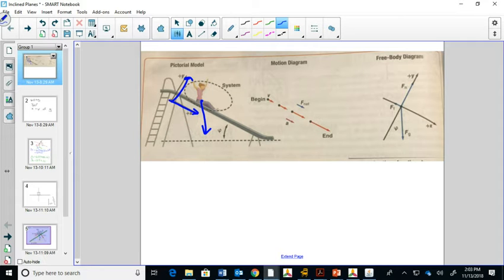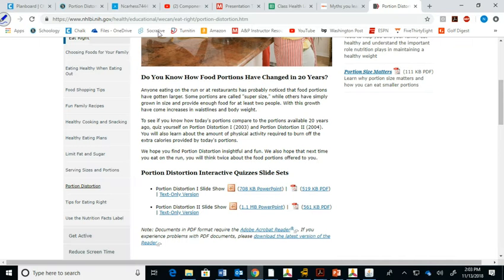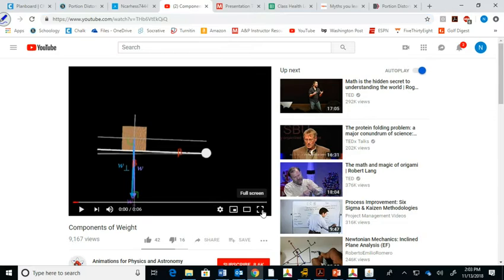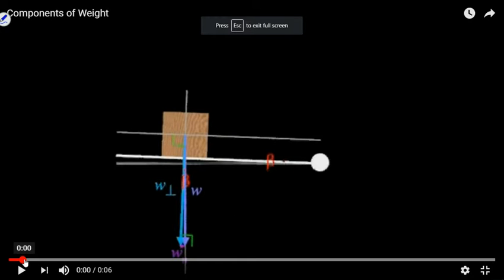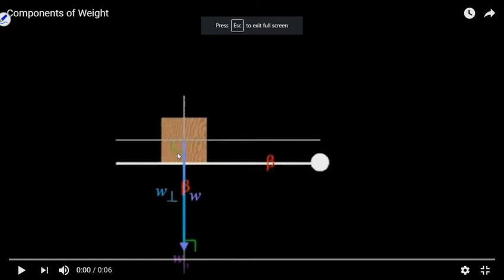Does that make sense? And if we know the angle that the surface is at, we can actually calculate the x and y pieces of gravity. Does that make sense? That's what we're going to do today. I want to show you this little video piece that helps you to see this. So, here's a box.